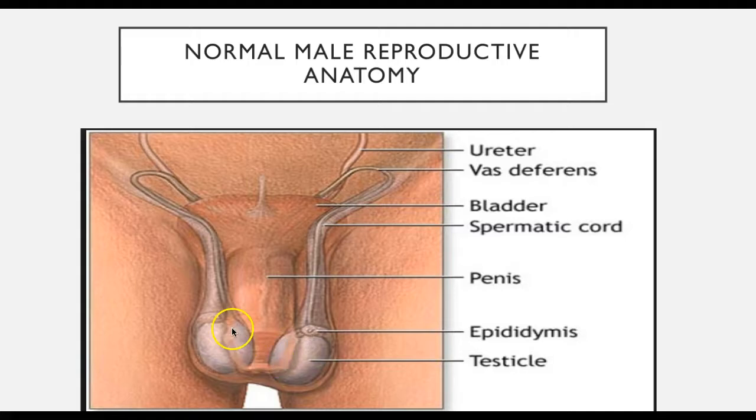You can see here that one testicle tends to be a little bit lower than the other, and that is normal. That would not be any cause for concern.